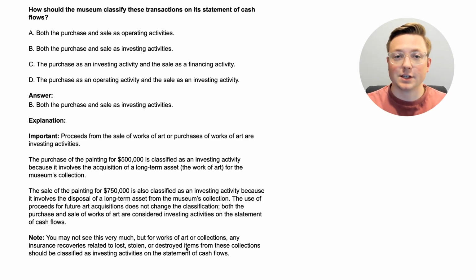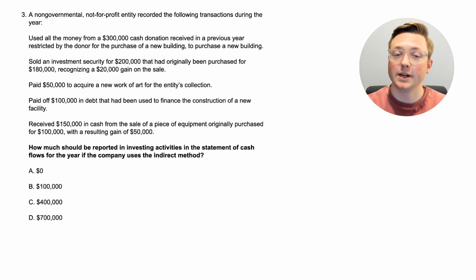And with that, let's go to the next question. All right, here we are at question 3, and I didn't do this in the last question, I just realized, but we're going to do it in this one. Before we do anything else, we're going to read the bottom question. How much should be reported in investing activities in the statement of cash flows for the year if the company uses the indirect method? So we need to know how much they're going to be reporting in investing activities using the indirect method. So let's read through the rest of this.